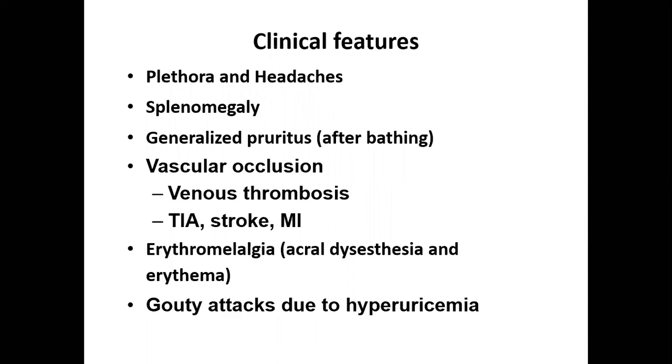The patient may develop splenomegaly, and later during the course of the disease, the spleen may reach a huge size. These patients are also liable to gouty attacks due to hyperuricemia, and they have an increased incidence of peptic ulcer disease.